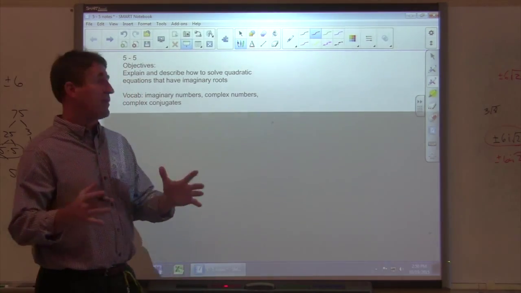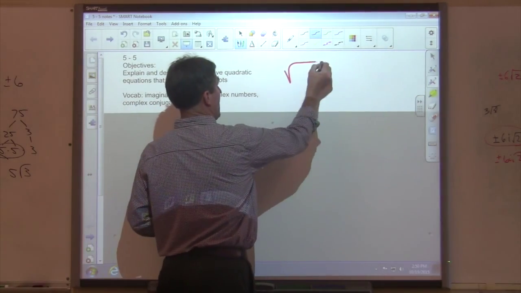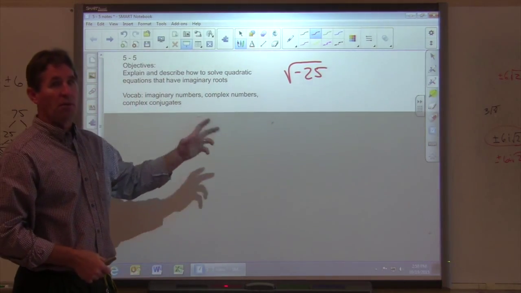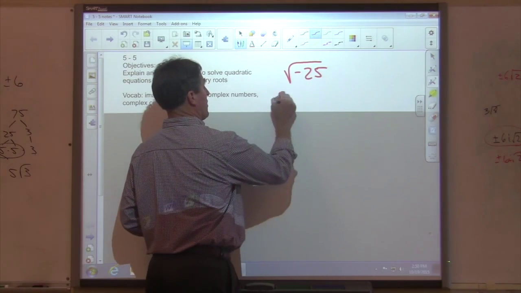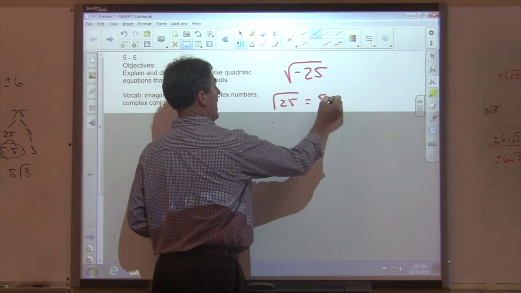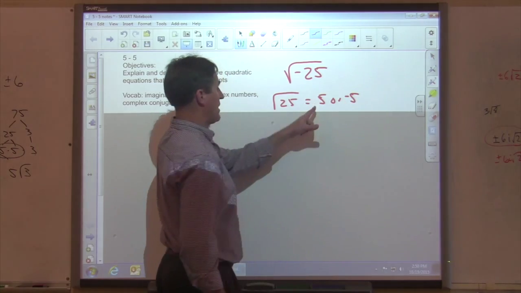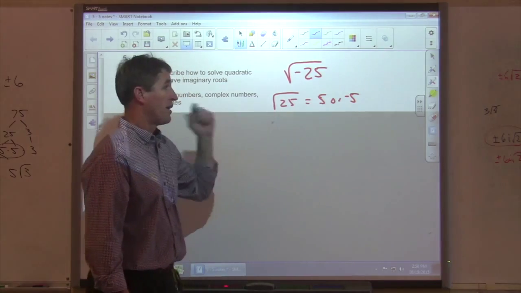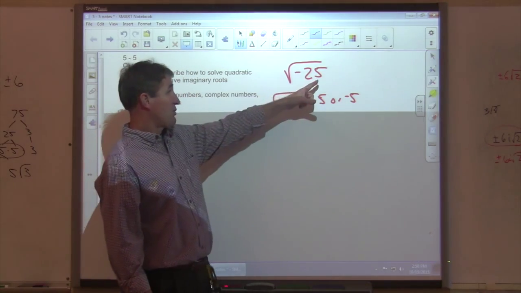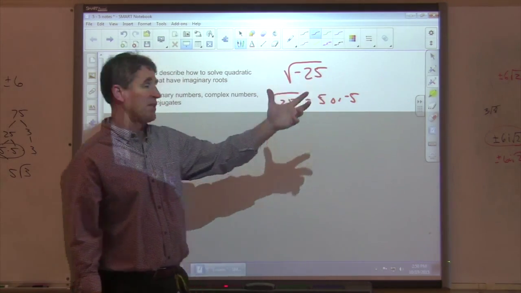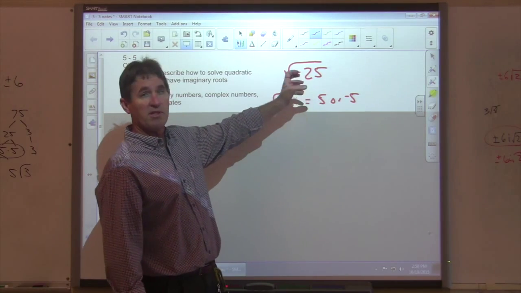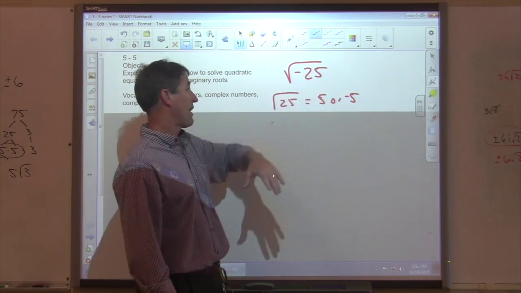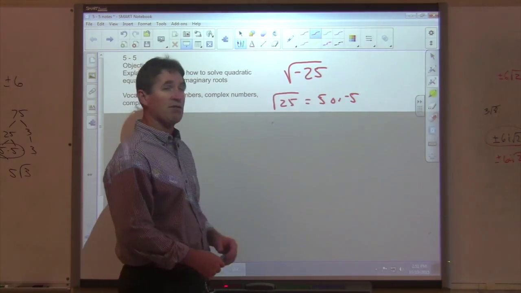They came into play when they had to start taking square roots of negative numbers, like the square root of negative 25. Well, if you remember, the square root of 25 is either 5 or negative 5, because 5 squared gives me 25, and negative 5 squared also gives me 25. But the square root of negative 25, remember, square root says a number times itself. Well, there's no number where 5 times 5 gives me 25 and negative 5 times negative 5 gives me 25, so I can't get that negative 25.